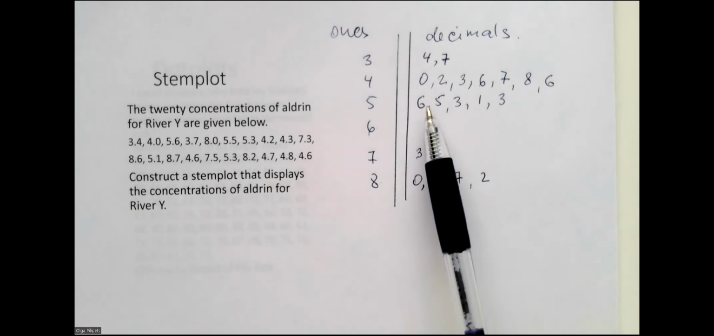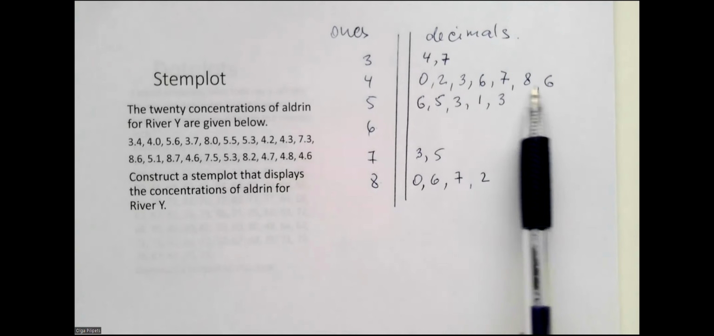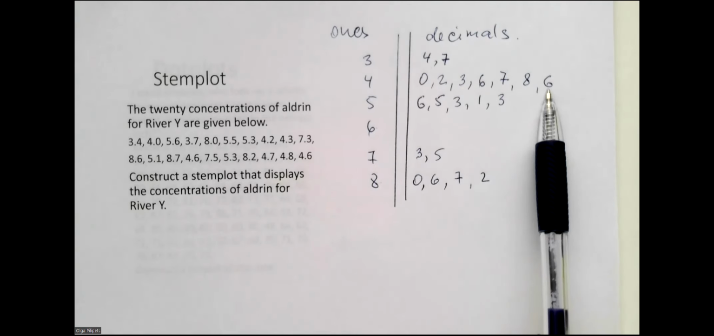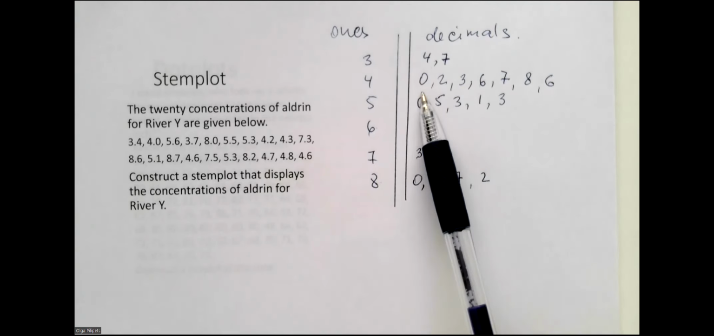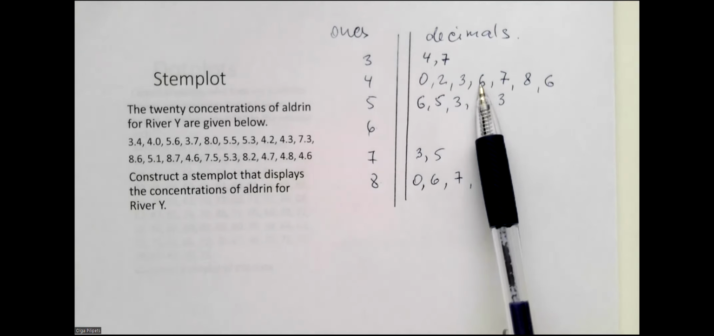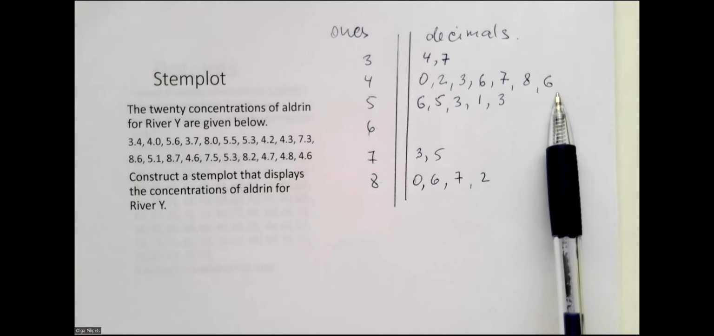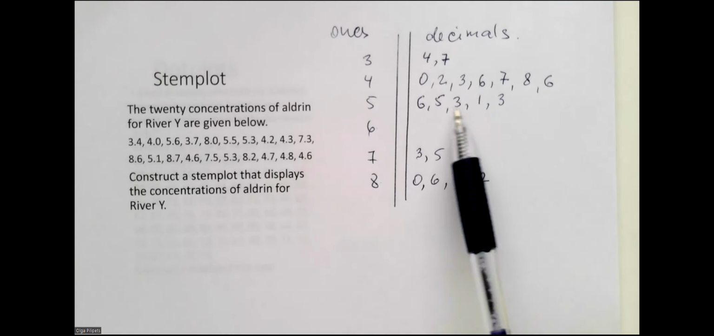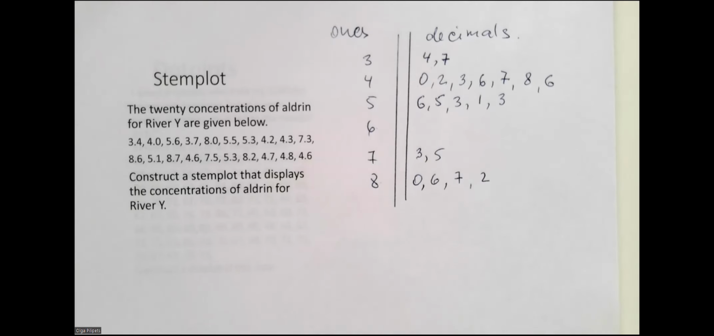Now, I could also order these values, like make another chart, and put these values in order from smallest to largest, organize it a little bit more. What else can I do?